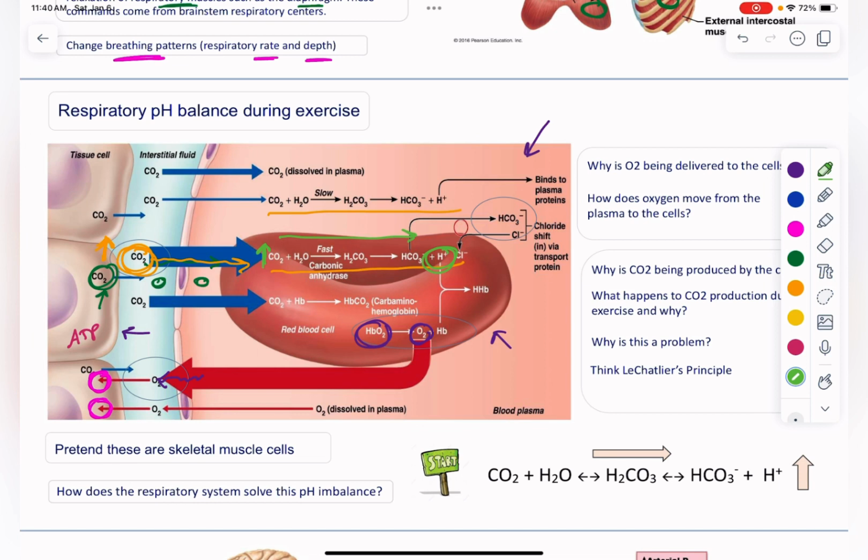So here we go. Here it is down here. We increase the amount of CO2. That's going to shift the equation this way. Means we increase the amount of free hydrogen ions, and that causes the pH to become acidic. And that's the problem. So the question now is, how does the respiratory system kick in to solve this pH imbalance?